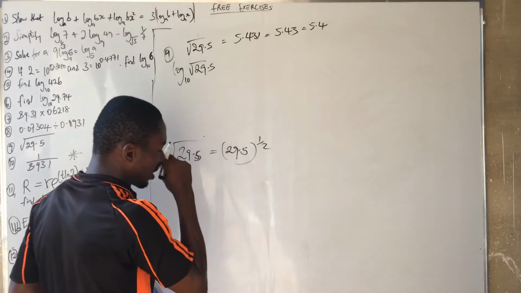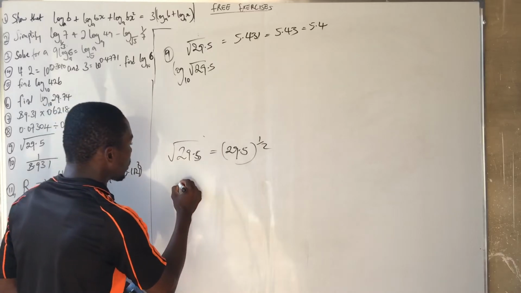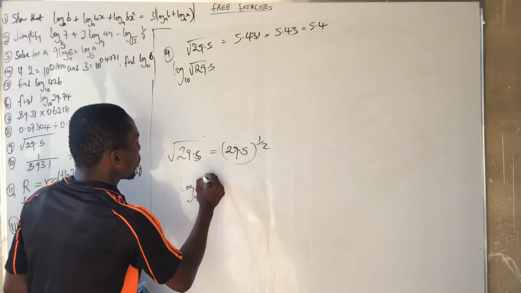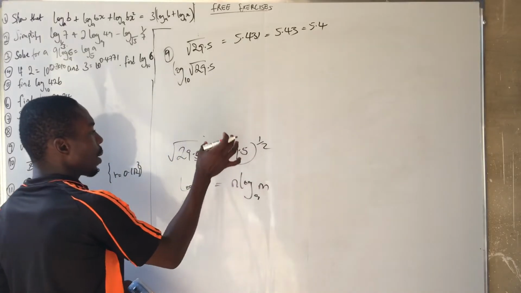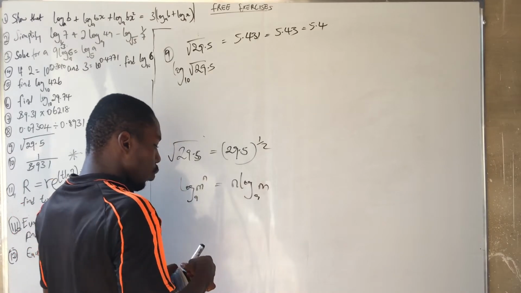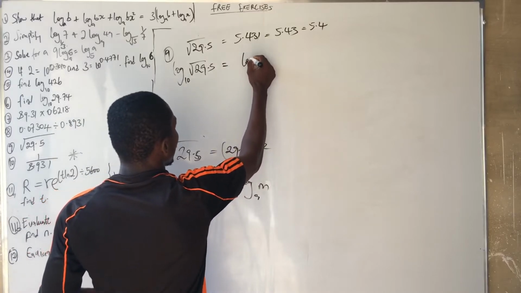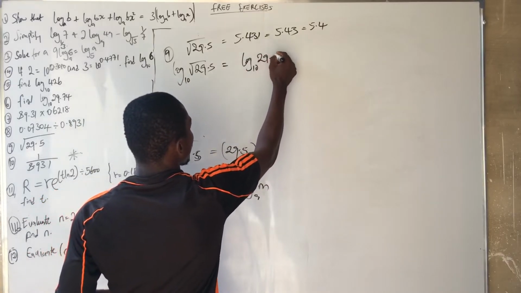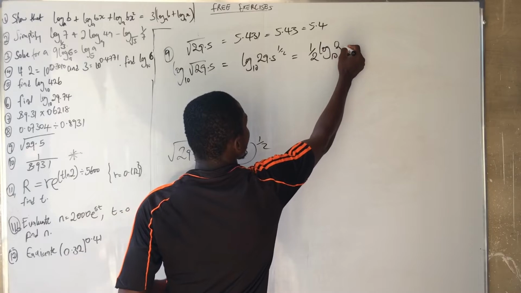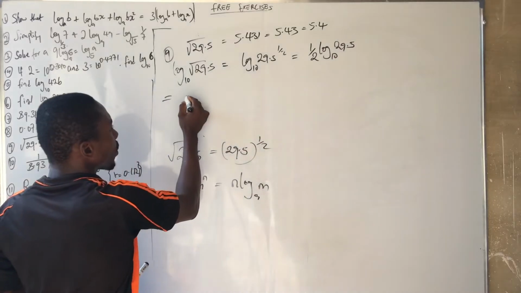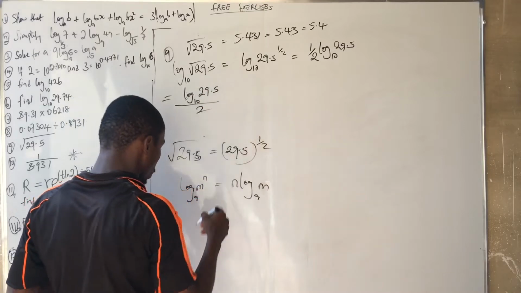And the next thing I want you to know is that law of logarithm that says log to the base a of m to the power n is equal to n log to the base a of m. That's what I'm going to apply on this. So this is going to give me log to the base 10 of 29.5 raised to the power 1 over 2, to get 1 over 2 log to the base 10 of 29.5. So finally I'm going to have log to the base 10 of 29.5 divided by 2.